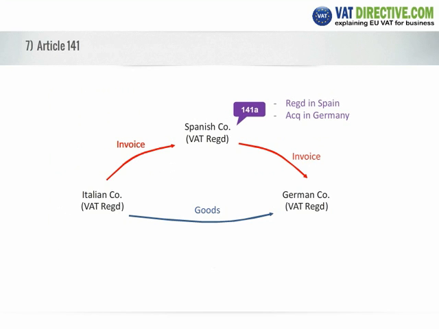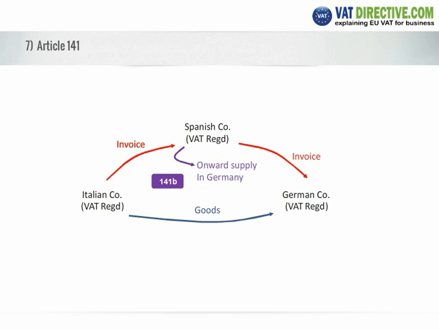So 141A is met. 141B. The Spanish Co is intended to onward supply those goods in Germany, i.e. the country of acquisition. So condition B is met. 141C, the goods are going direct from Italy to Germany. That condition is met, i.e. going from another member state, i.e. not Spain, into Germany, so the customer's member state. 141D, our customer must be VAT registered.